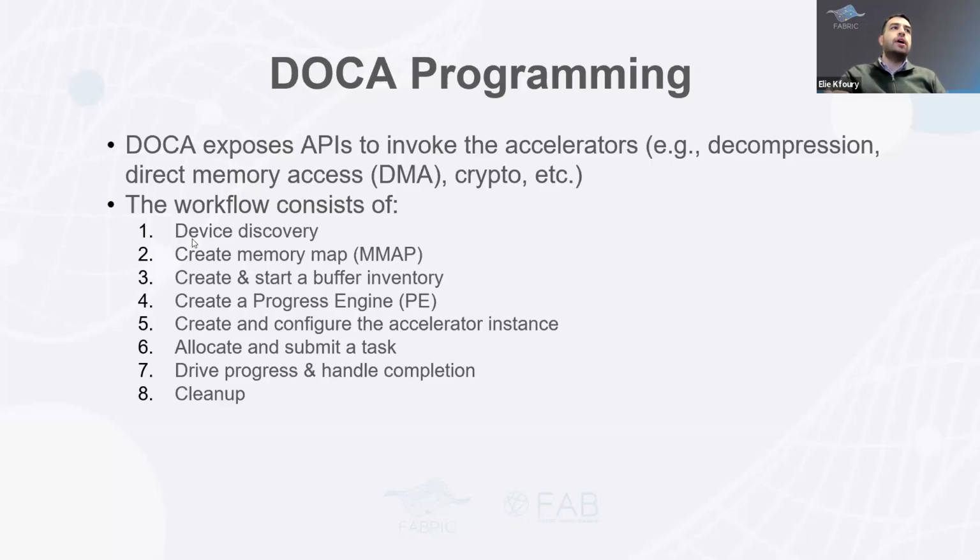The first part of the workflow is to do device discovery, then create a memory map, allocate buffers, create the progress engine, configure which accelerator you want to use, submit a task, and then wait for completion. And after you're done, you will clean up. I'm going to go into each one of those, not in too many details, just to understand the workflow better, because this is a general workflow. Whether you want to use compression or DMA or crypto, you'll have to use the same sequence of function calls.